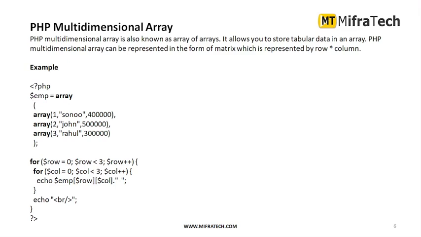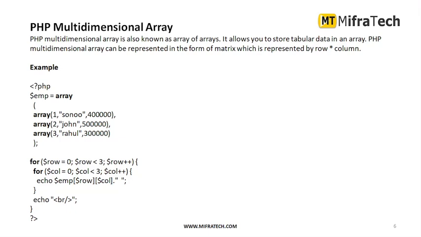And a multidimensional array: a PHP multidimensional array is also known as an array of arrays. It is used to store tabular data in an array. A PHP multidimensional array can be represented in the form of a matrix, which is represented by rows and columns. Let us see an example. $emp array, open array 1. It is like a tabular format: the serial number, the name and the salary. We have directly given the values: 1, Sono, 4 lakh.